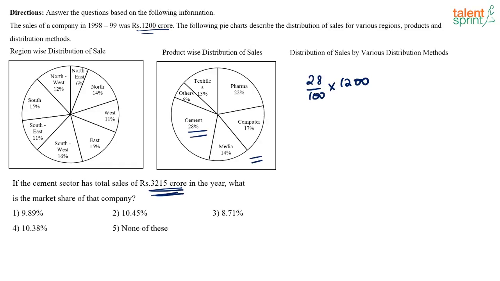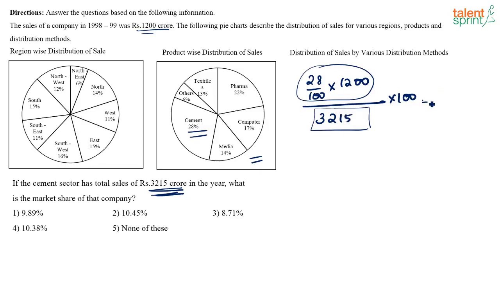So what is the market share of our company or this particular company whose graphs have been given? The market share is nothing but this 28% of 1200 divided by 3215 into 100. See, out of the total sales of cement in a particular place, there are a lot of companies manufacturing cement and selling cement. Our company is selling so much, right? So out of a total sales of so much, 3215, which accounts to the cement that is being sold by all the companies put together, our company is selling so much. So what is our market share? This is our market share. Or this, when you solve, you get the answer as 10.45%.